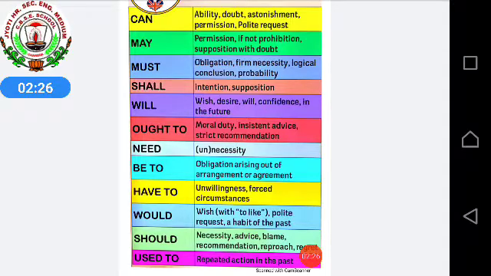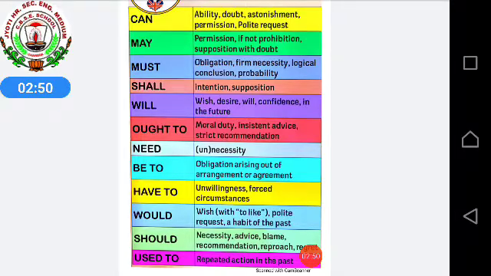So can we are using for ability, doubt, astonishment, polite request. May we are also using for permission, doubt. Must for probability, logical conclusion. Shall we are using for intention. Will we are using for any wish or desire or confidence. In the same way, the rest of the modals we are also using.